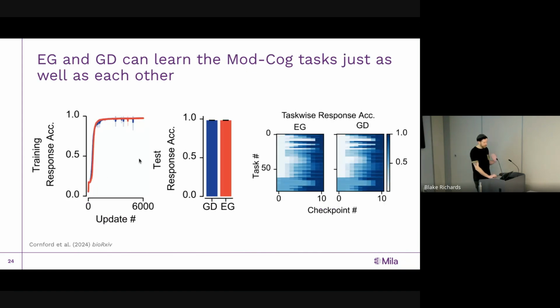So first, comparing exponentiated gradient to gradient descent, you can see that both algorithms easily solve this toy task. Moreover, when you look at the list of 80 tasks and the accuracy across different checkpoints, interestingly, they also seem to learn the different tasks at similar speeds to one another. So in some ways, at a purely baseline performance level, the algorithms are largely indistinguishable.